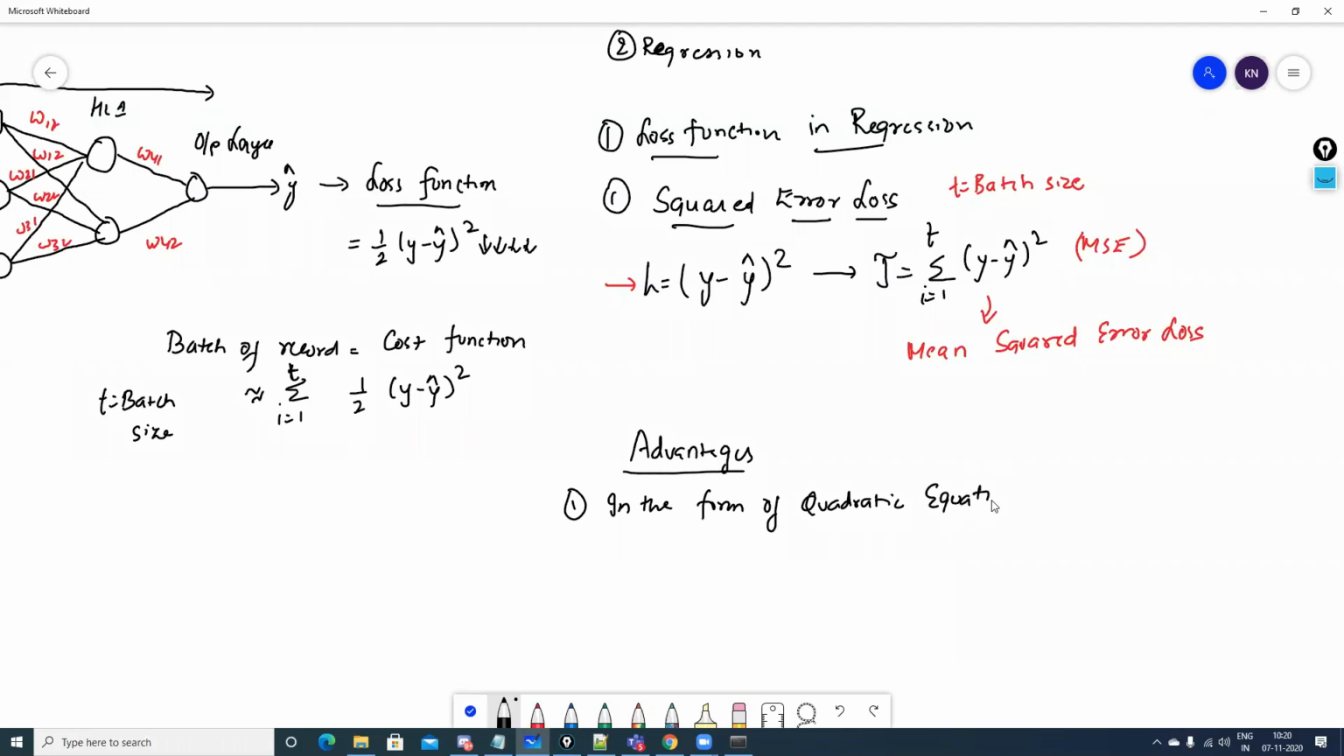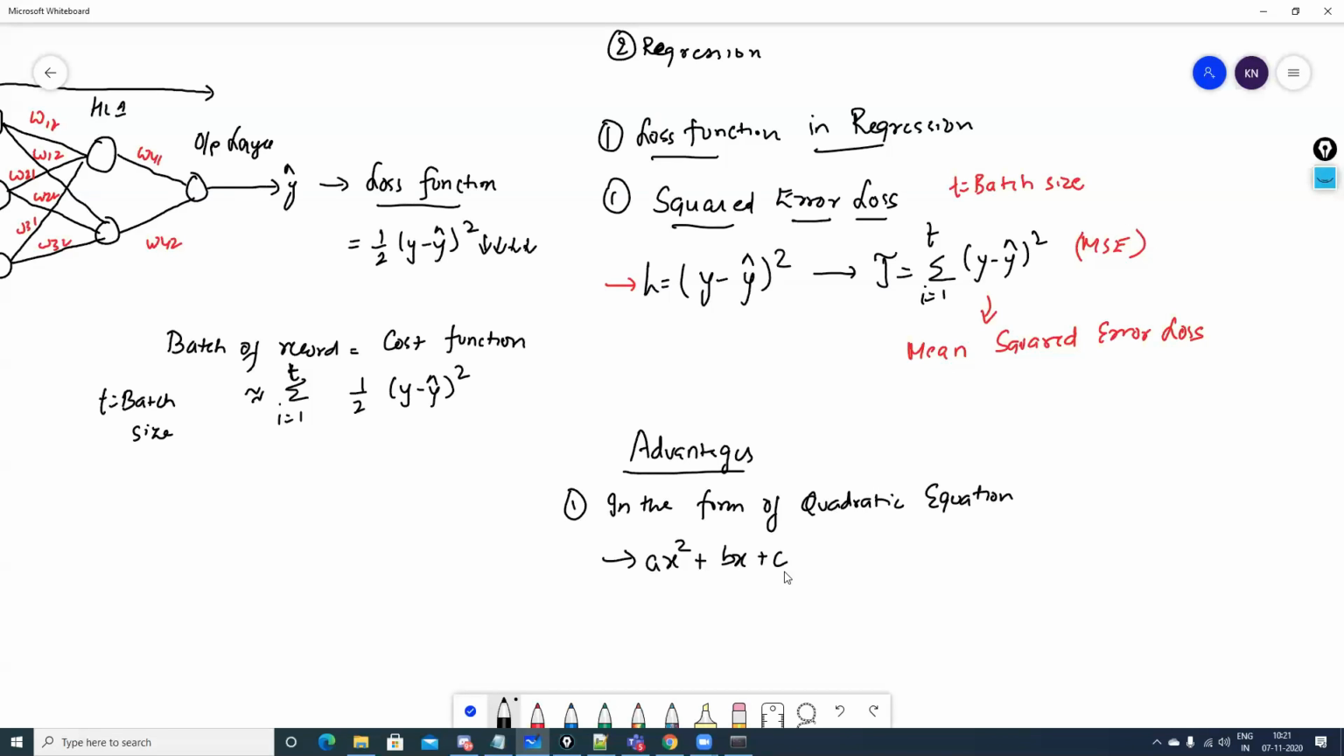We'll discuss this, guys. What is a quadratic equation? A quadratic equation is usually an equation in the form ax square plus bx plus c. We have seen this kind of equation in linear algebra, right? How am I getting this? Just take (y minus y hat) whole square. This is nothing but (a minus b) whole square. If I expand it, I'll get a quadratic equation, right?